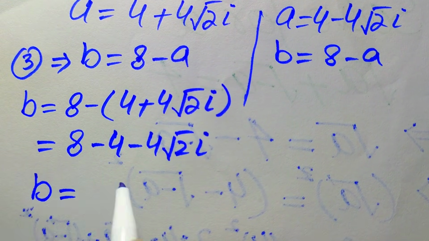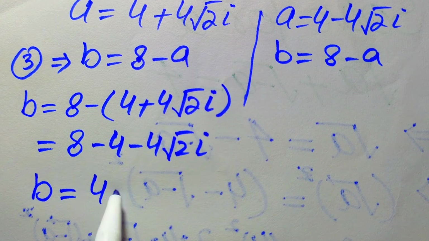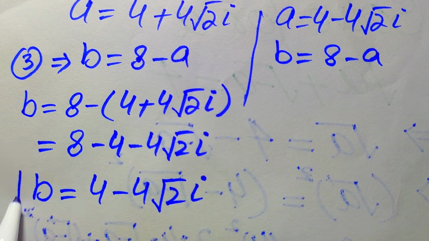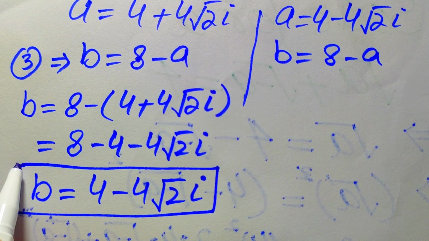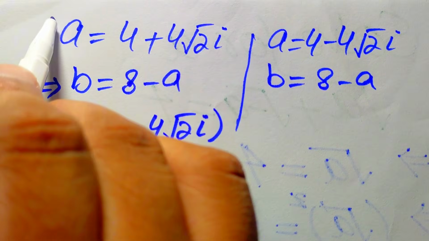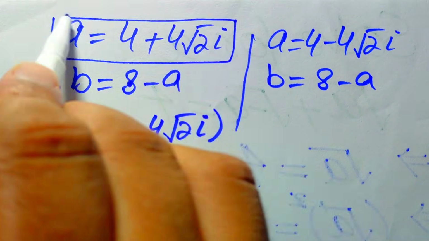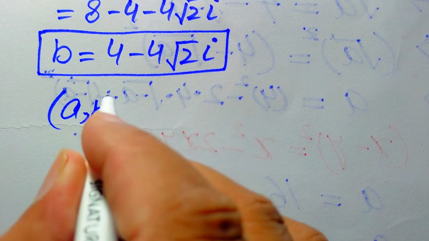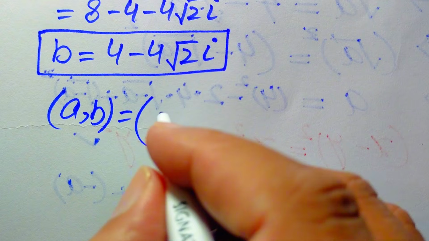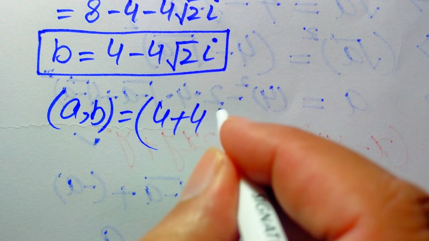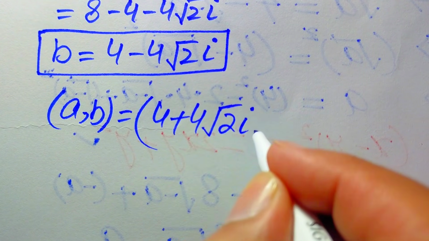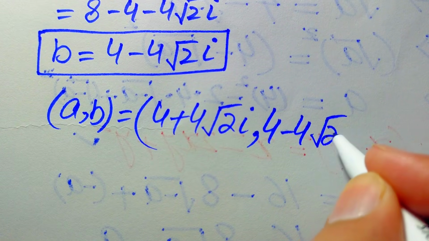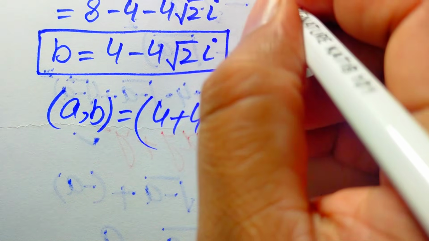So we get the value of b is equal to 8 minus 4 becomes 4 minus 4 times square root of 2 iota. This is the value of b corresponding to the value of a is this one. So here we get the first ordered pair of the root is equal to 4 plus 4 times square root of 2 iota and 4 minus 4 times square root of 2 iota.